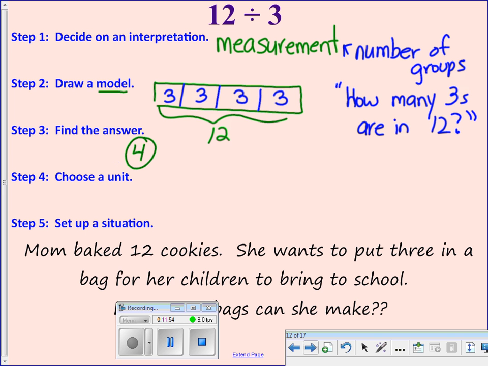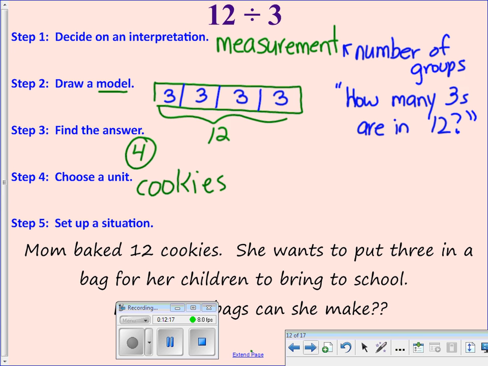Now, units. Unit could be anything you want. My favorite unit, what was the unit in this example? Cookies. So our unit was cookies.